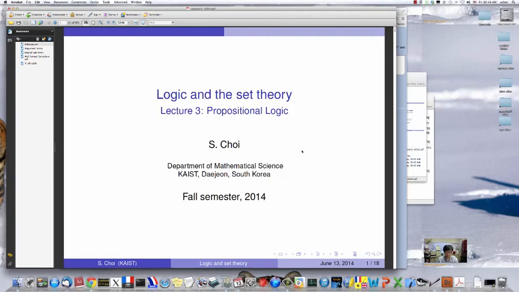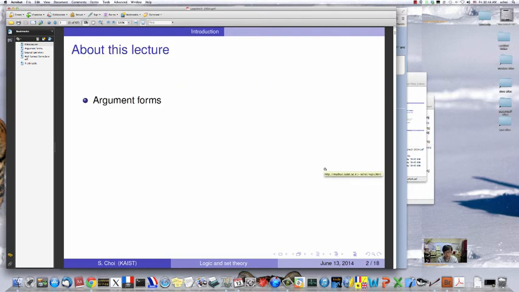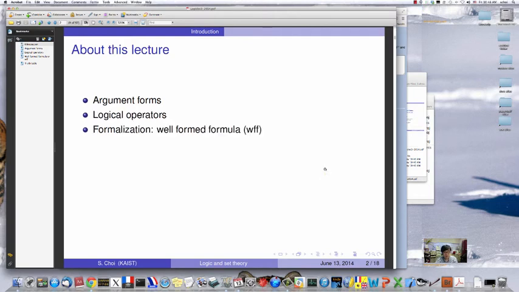Hi, this is the third lecture of logic and set theory. We will introduce you to propositional logic, and here we will include, of course, the truth table and so on. So we will first learn about the argument forms and logical operators and formalization or well-formed formula, how to form a good sentence in logic, and the truth table.